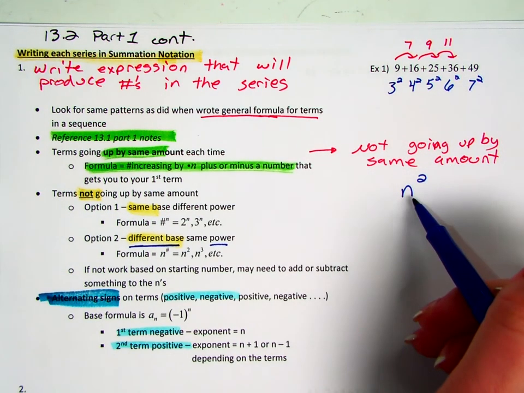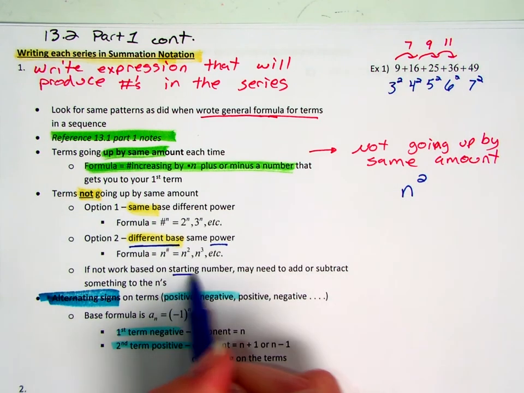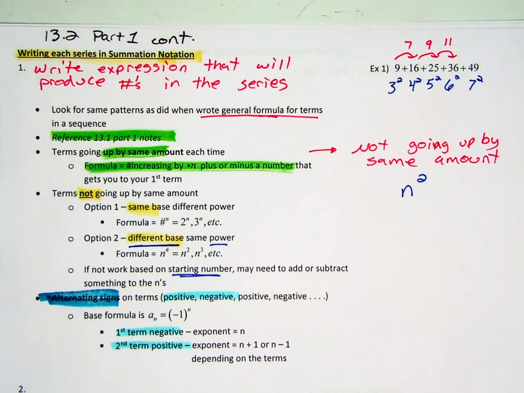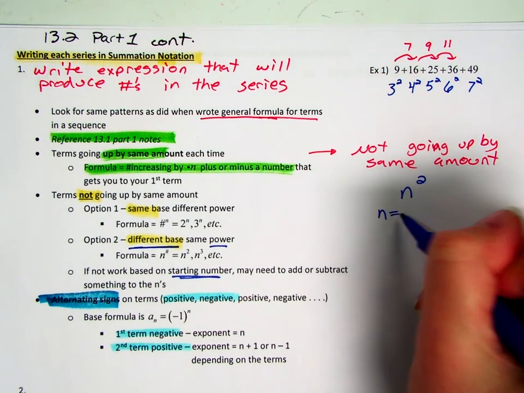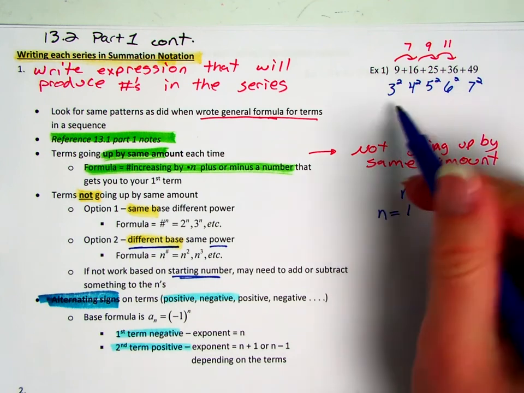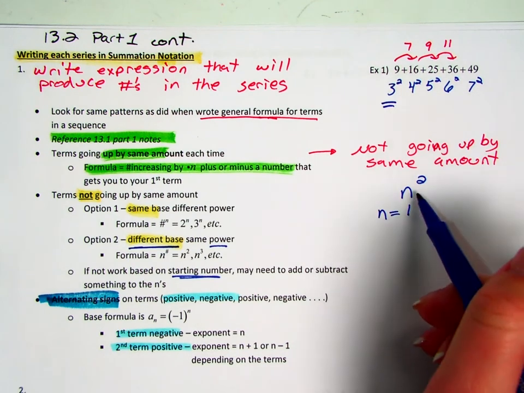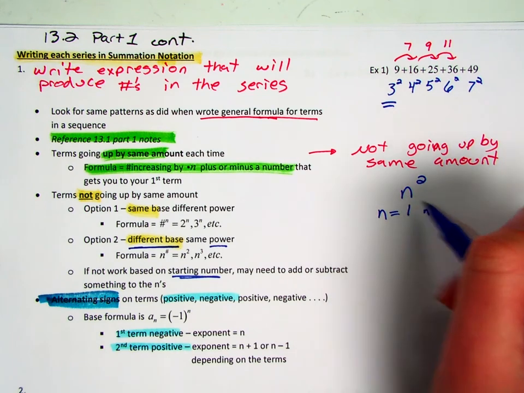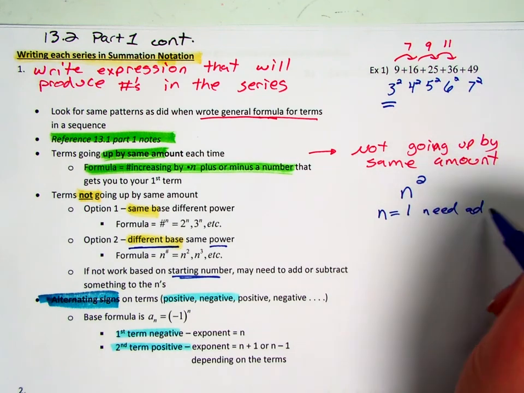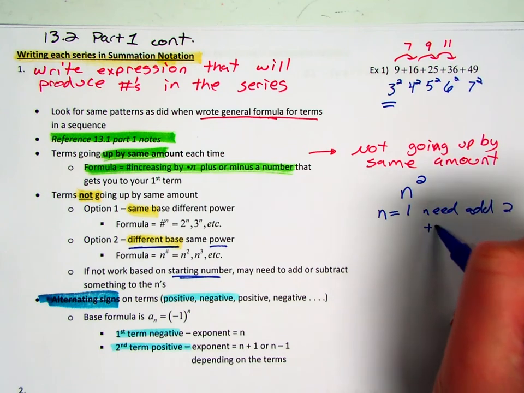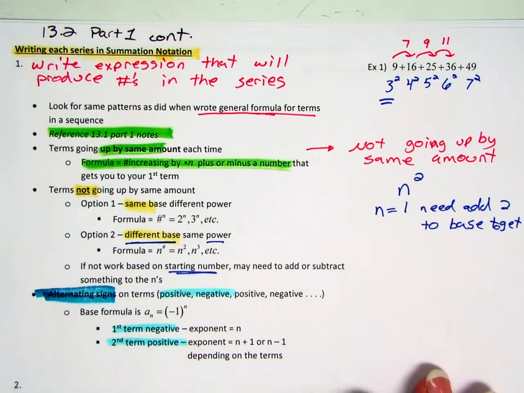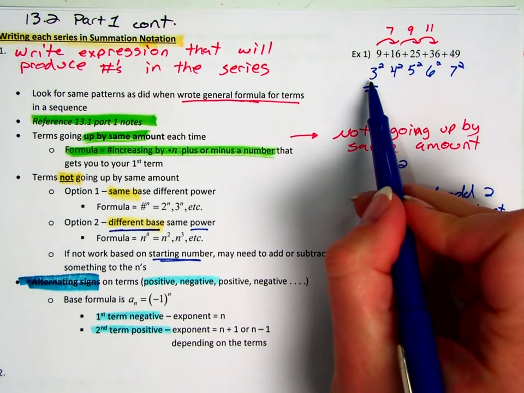Now the issue is when we think about this, we have to think about what number should we start on. Well, we want to start at 3, right? But normally we don't start out at 3. So I need to think, if n equals 1, would I have gotten this answer? Well, no, because I need to get to a 3. So n equals 1, what do we need to do to make it a 3? Well, we need to add 2 to the base to get 3 so that then we can square it.